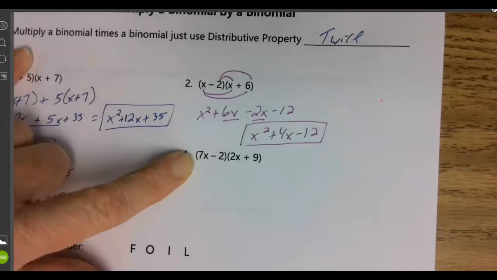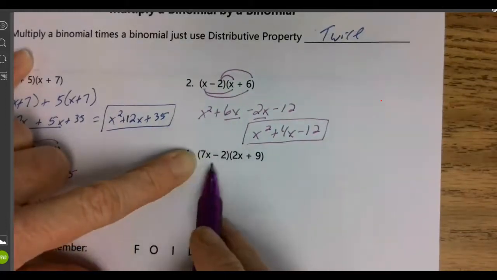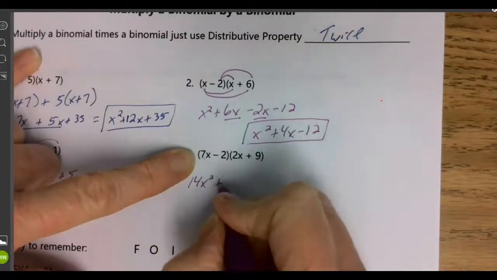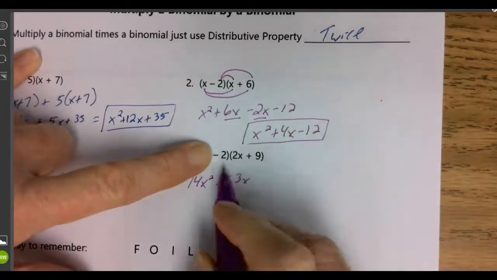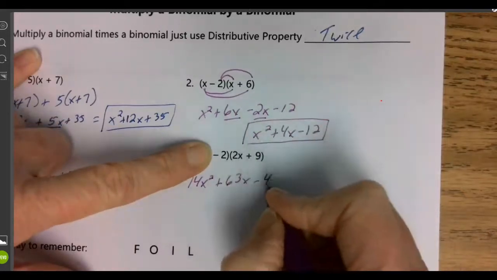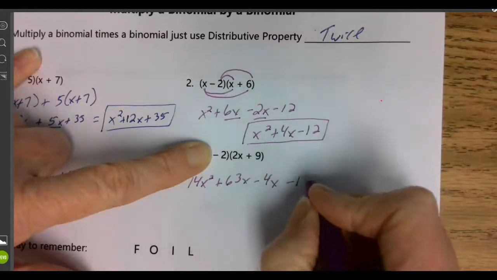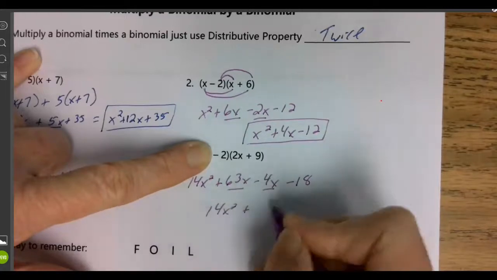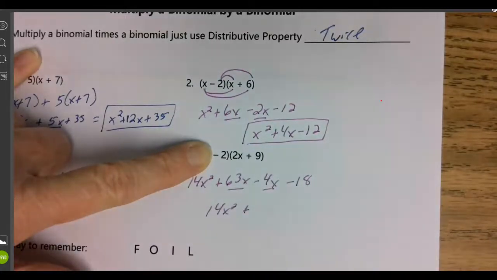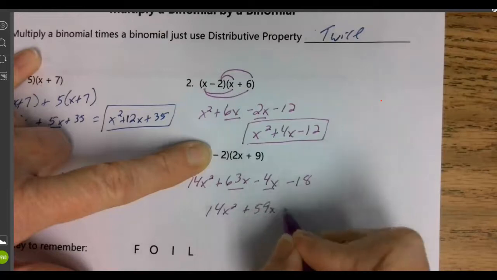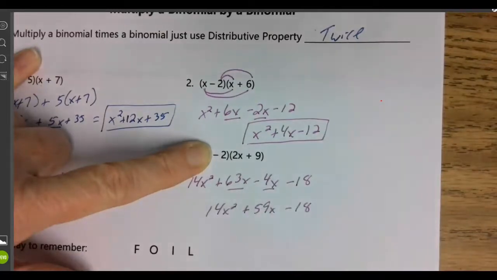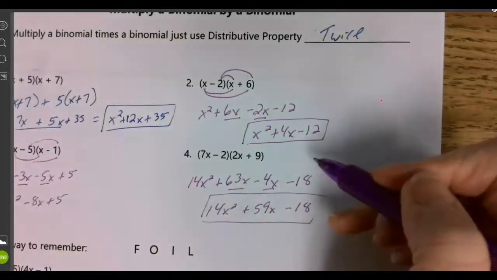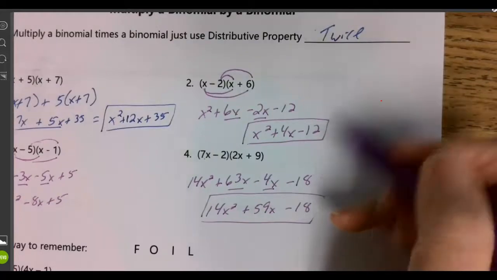Yeah, go ahead. So hopefully you had a chance to try this one. I'm going to take 7x times 2x, so that's 14x squared. 7x times 9, that's 63x. Now I'm going to take negative 2 times 2x, negative 4x. Negative 2 times 9, negative 18. Combining like terms, I get 14x squared plus, oh shoot, now I have to subtract. Is that 59x minus 18? Yes.